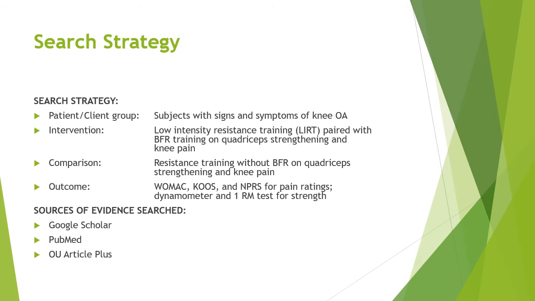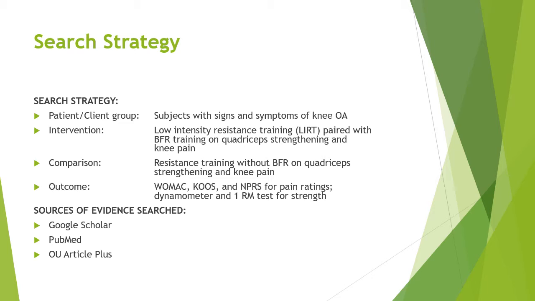For our search strategy, we used the PICO method. Our patient and client group consisted of subjects with signs and symptoms of knee osteoarthritis. Our intervention included low-intensity resistance training paired with blood flow restriction training on quadriceps strengthening and knee pain. We compared that to resistance training without blood flow restriction on quad strengthening and knee pain.